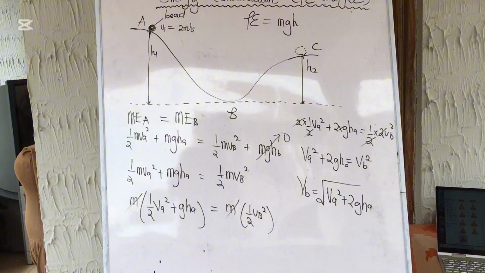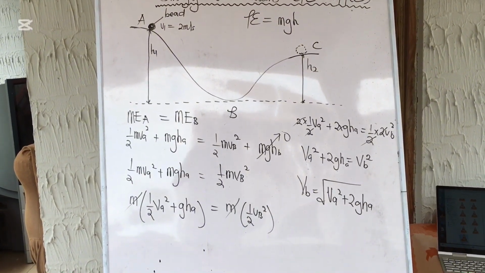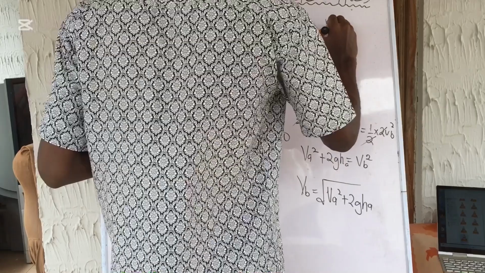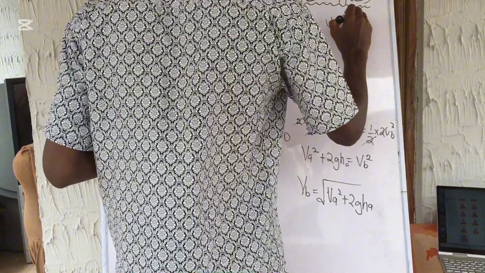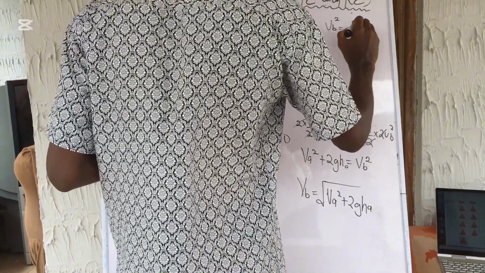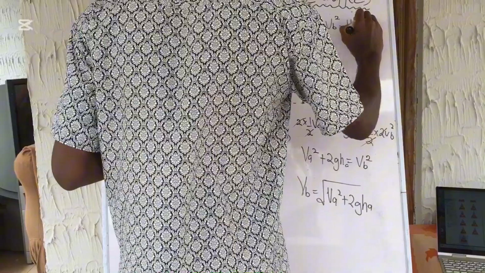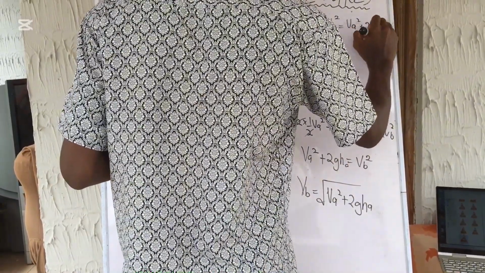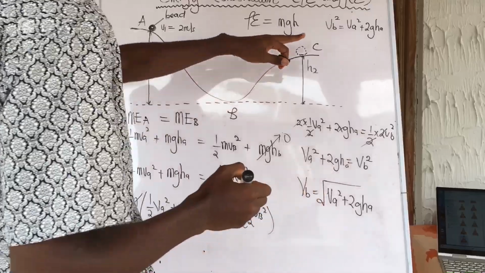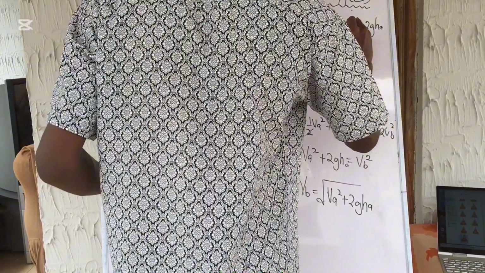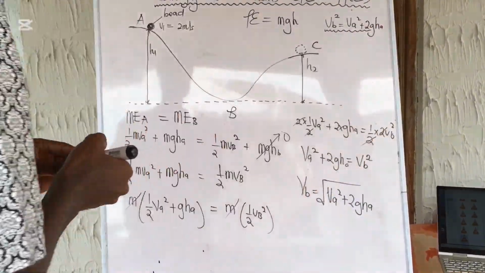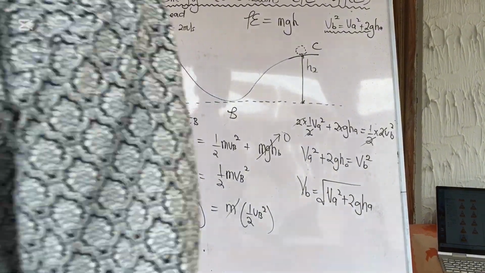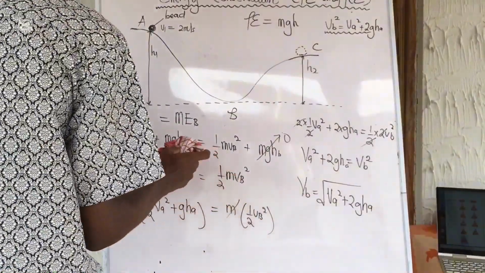So with this, we are going to make it very simple. Let's write this relation down here. VB square is equal to VA square plus 2JHA. Remember this one is VA square. This is the speed at point B. Now let's try and find the speed at point C. At point C we can also do the same thing.